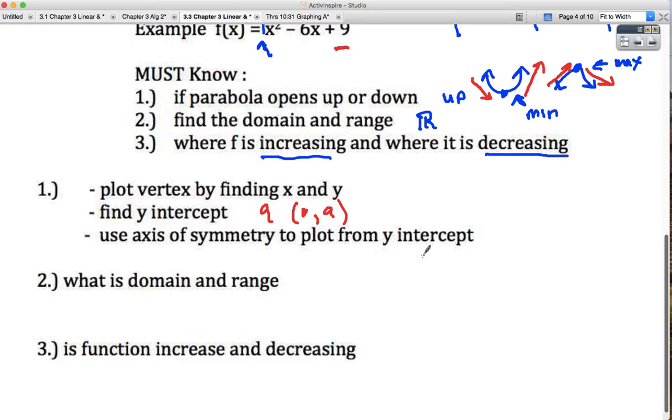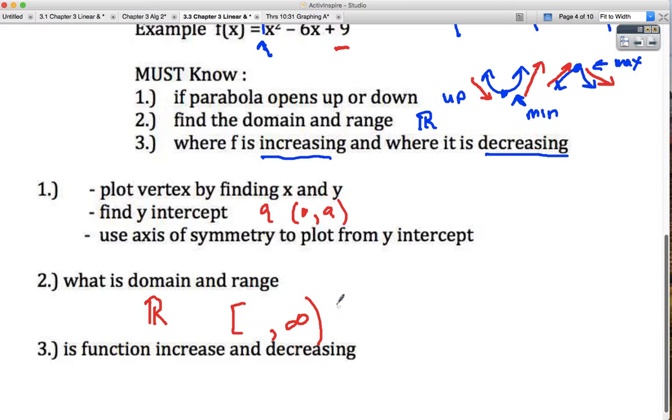Okay? What's the domain and range? We know the domain of this quadratic, x squared minus 6x plus 9, is all real numbers. The range, we don't know yet until we find the vertex. And we know that the range will go from the vertex from one side all the way up. We know it goes up. We just don't know the y value here for the range. But I do know that it goes up to positive infinity because it's U-shaped up.